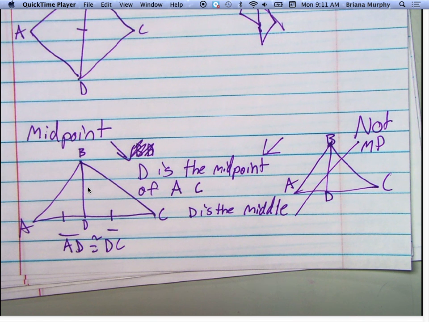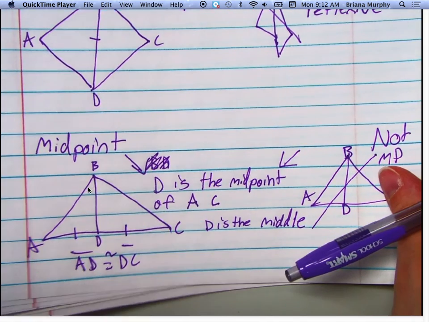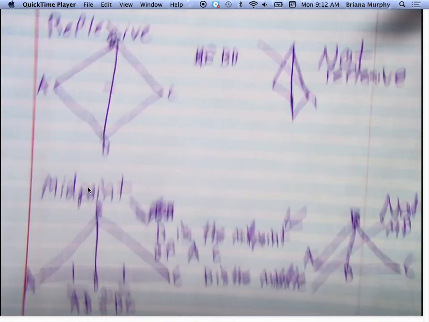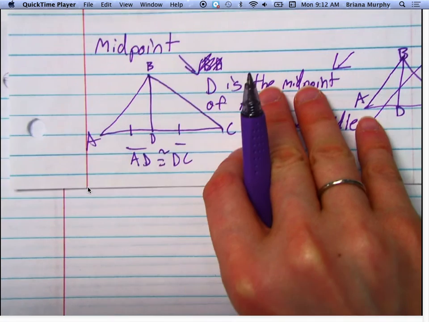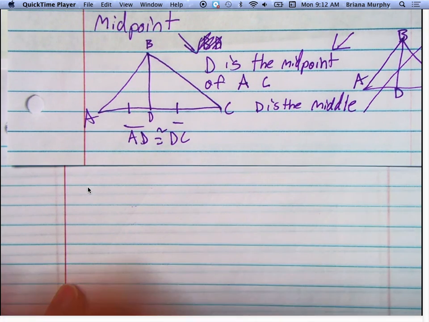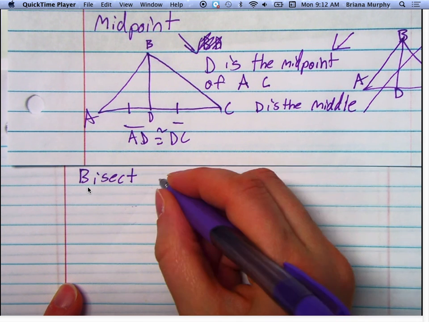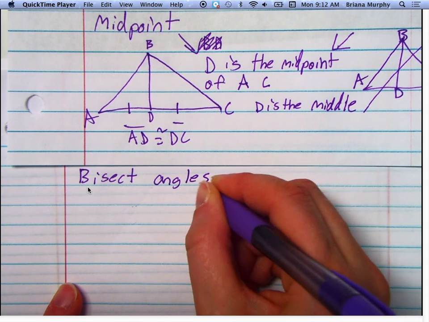The next thing we're going to talk about is bisecting. Can I move this up? As long as I don't make it disappear. Stop me if I need it. Next thing we're going to talk about is bisect. First, we're going to talk about bisecting angles.